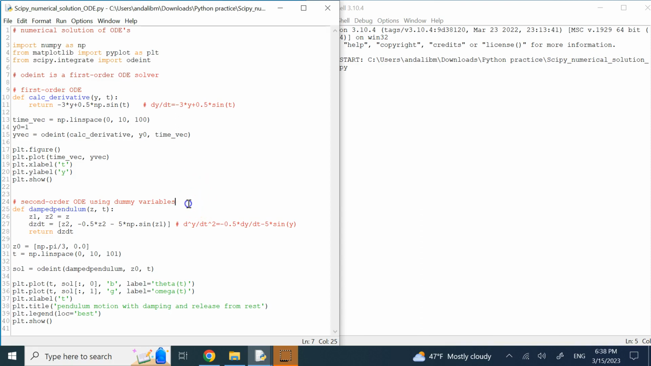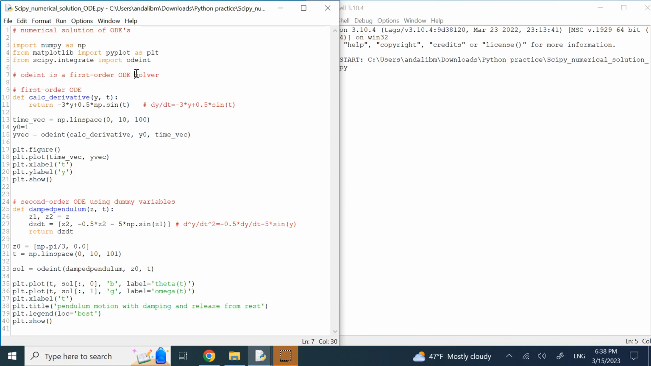So if you have to solve a second order, you have to convert it into two first orders using dummy variables, and I'll tell you. So here, let's say I want to solve a first order ODE where y prime equals negative 3y plus 0.5 sine t, starting from initial condition y0 of 1, and your time vector goes from 0 to 10 with 100 data points.